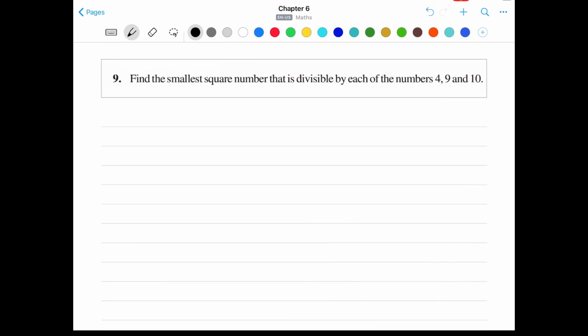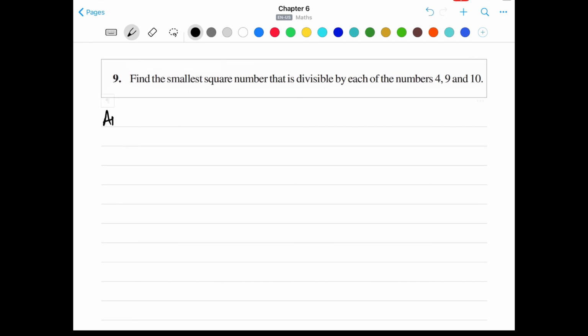Now coming to the last two questions of this exercise, which is question number 9 and question number 10. Here we are asked to find the smallest square number that is divisible by each of the following numbers: 4, 9 and 8. So we first find the LCM of 4, 9 and 8 and see if we are getting a pair of each prime number. If we are getting a pair of each prime number, then that will be the number. Or if we are not getting the pair of any number, we need to multiply the LCM by those numbers of which we are not getting the pair.